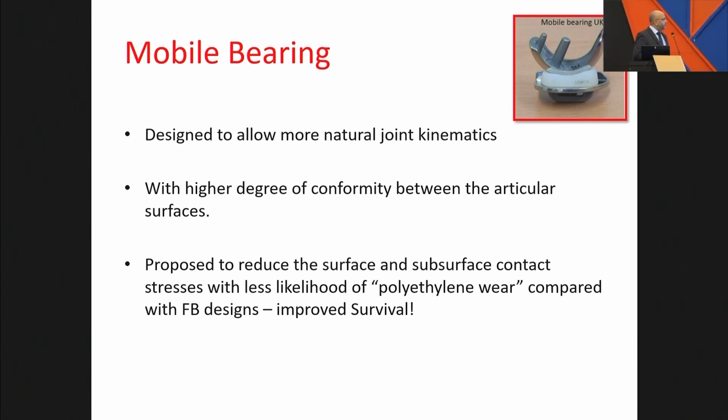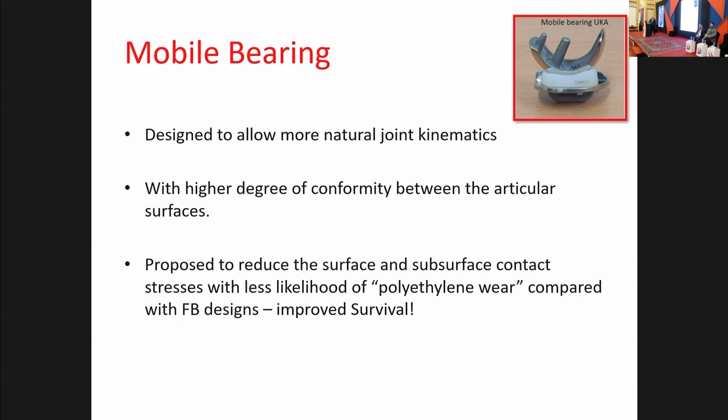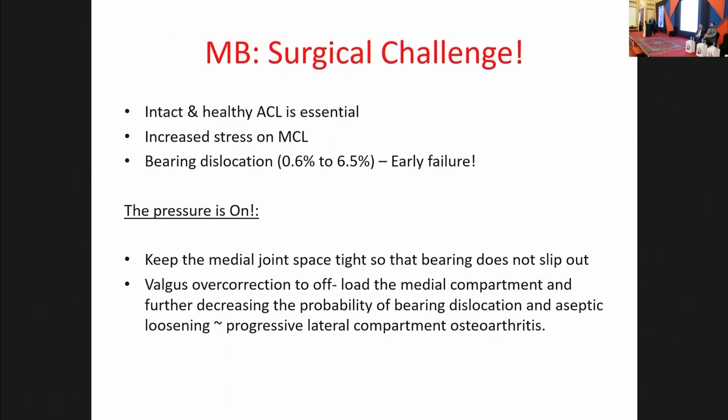So start off with mobile bearing. This design is basically allowing more congruent joint, therefore it ends up having a natural knee kinematics with higher degree of conformity between the articular surfaces. And why conformity? We all know from the basic science that it is supposed to reduce the surface and subsurface contact stress with less likelihood of poly wear. And if you have less likelihood of poly wear, then you have less likelihood of loosening or early loosening. So fixed bearing designs would have more wear as compared to the congruent mobile bearing design.